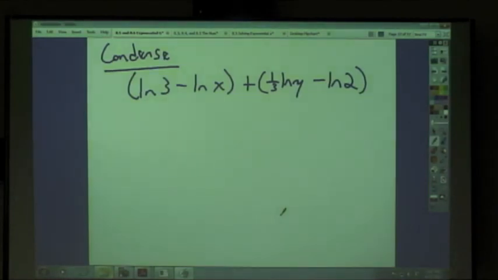All right, so here's your next problem. Condense these logarithms down to one logarithm. Remember, just go backwards from what you did with expanding. Pause it.